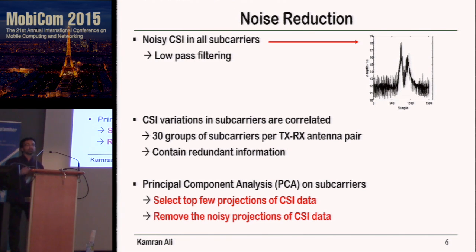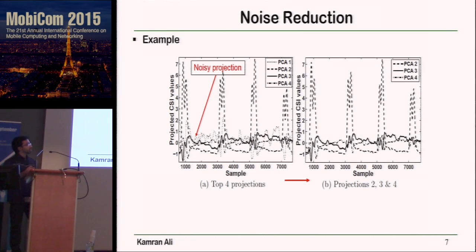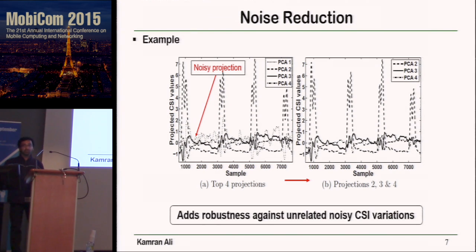So basically we can get rid of the noisy unrelated variations and only keep the components which represent the keystrokes. For example, here I show 4 PCA projections from CSI data collected for one of the keystrokes. As you can see, the top PCA component here is the most noisy one, and if we remove this component, we get clean CSI waveforms which we can further use for processing, for example to extract and then recognize keystrokes. Essentially this PCA based noise reduction scheme helps us get rid of these unrelated noisy components and only keep the components which represent keystrokes.